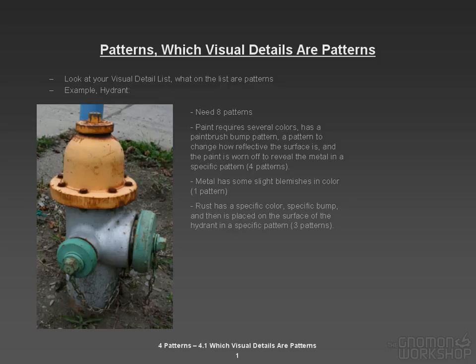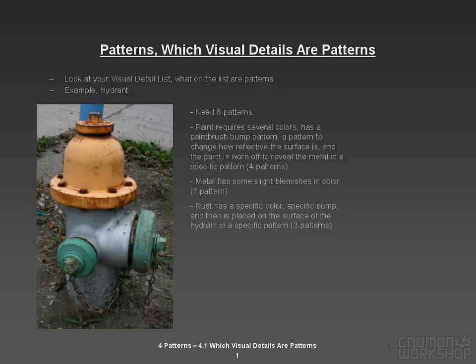So now let's discuss the patterns we're going to need in order to make this fire hydrant. So we look at our visual detail list and we start splitting it up by pattern. And what it turns out is we need 8 patterns in order to do this fire hydrant. So the paint has 4 different patterns.